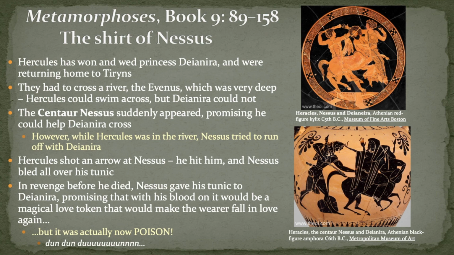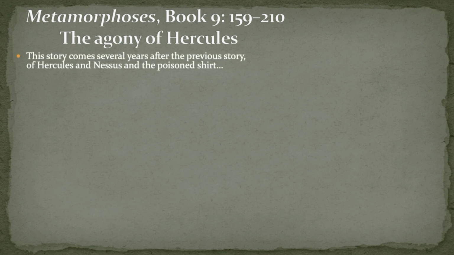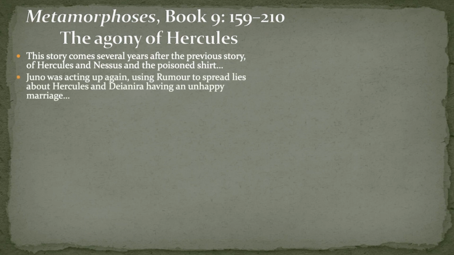Now keep an eye on that fabric, because that's rather important to the next part of the story, the Agony of Hercules. This book, this chapter, is pretty savage. This story comes several years after the previous story of Hercules and Nessus and the poisoned shirt. Juno was acting up again.